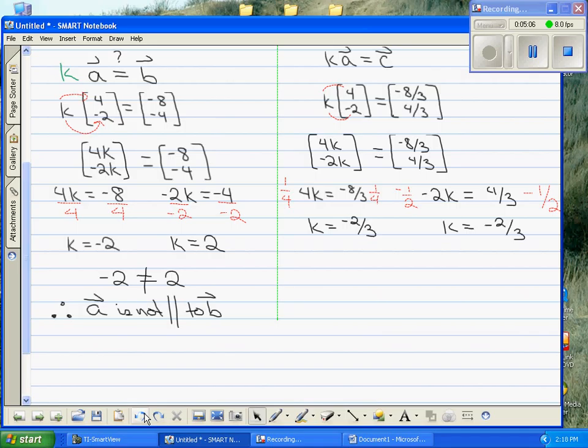In case you're asking, cross multiply. 2 goes into 4 2 times. 2 times negative 1 is negative 2. Right here, 4 cancels out. 4 cancels out right here, negative 2. Notice in this problem, -2/3 does equal -2/3, and therefore vector A is parallel to vector C.